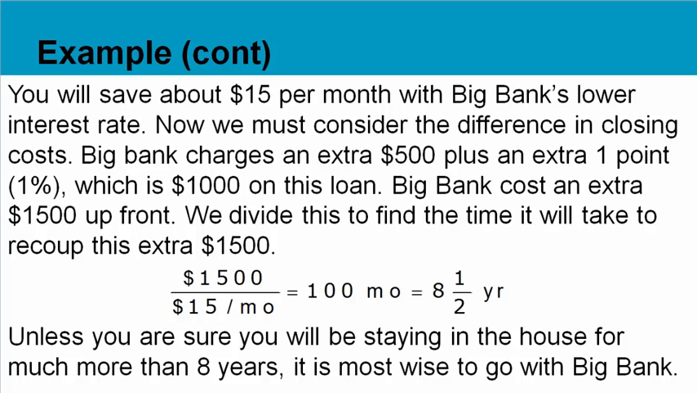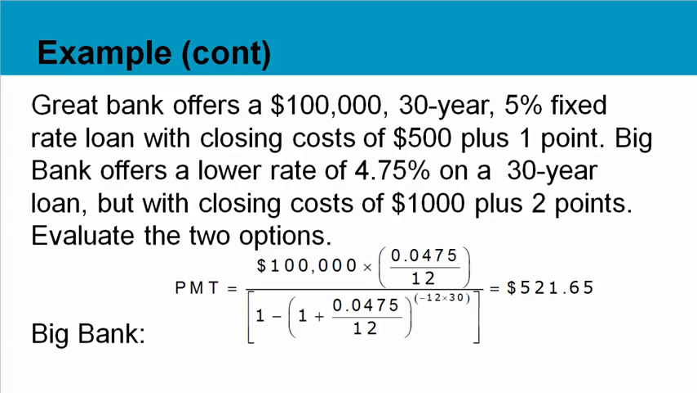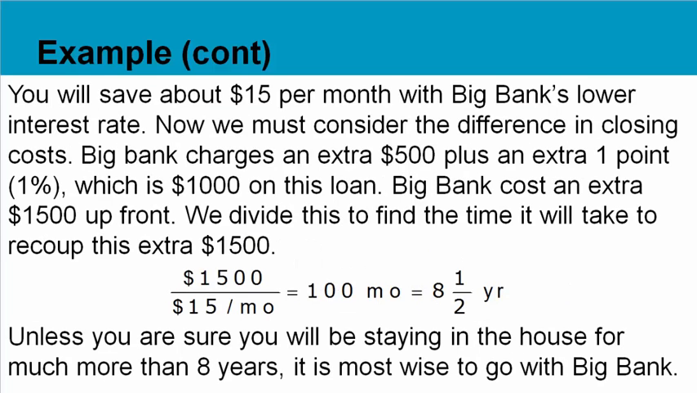But now we got to think about closing costs. So that's that extra 500 because it went from 500 to 1,000. You also got to think about the upfront money. The one bank charged 1%, and 1% of $100,000 is 1,000. The other one charged 2 points, right? So $2,000. So that's an extra $1,000.